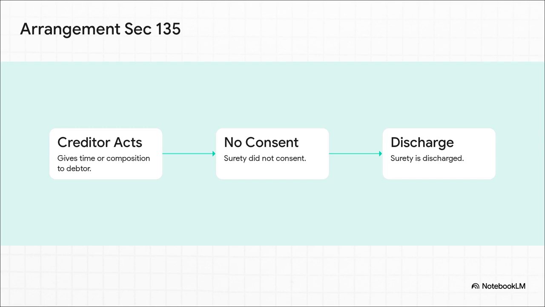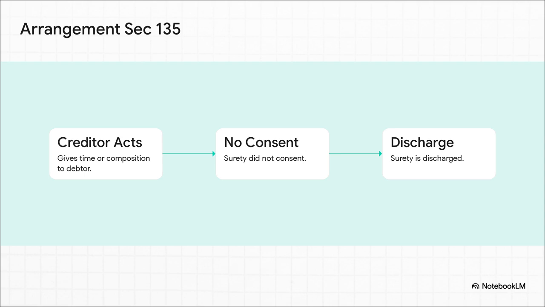Notice this sequential progression for an arrangement with debtor under Section 135. Creditor gives time or composition, then surety did not consent, therefore surety is discharged. Why exactly does this sequential progression exist? Well, if the creditor independently grants the debtor an extension of time to pay, or enters into a composition, which just means settling for a lesser amount, without the surety's consent, the surety is severely prejudiced.